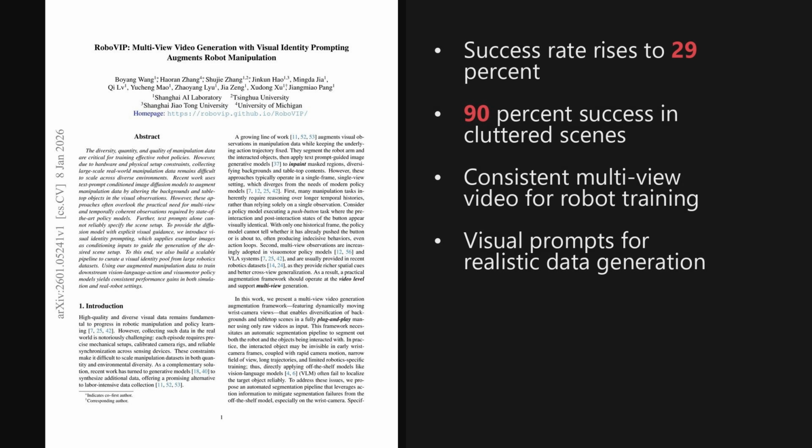Wrapping up, two takeaways stand out. RoboVIP proves that generative video augmentation can reliably scale robot learning by solving multi-view consistency. And second, this synthetic data translates to real-world robustness, turning failed baselines into successful policies, even in cluttered scenes.